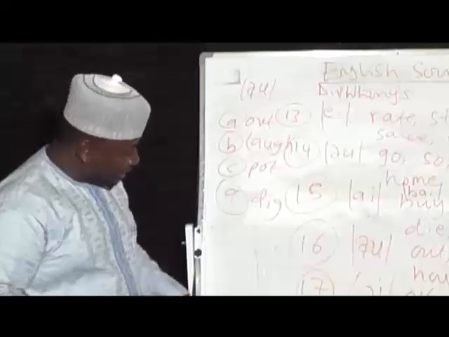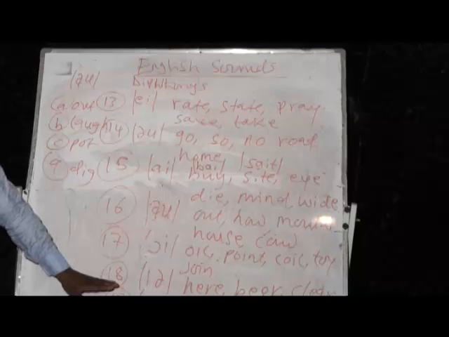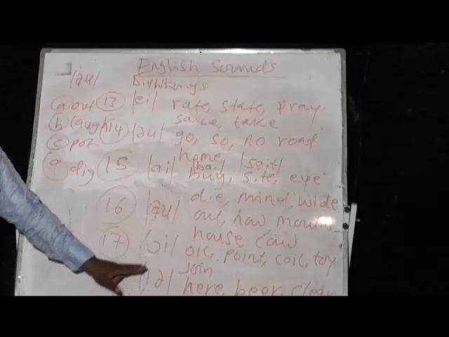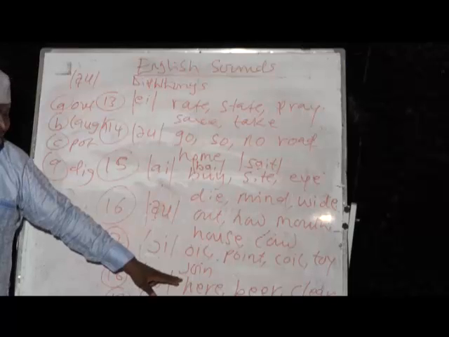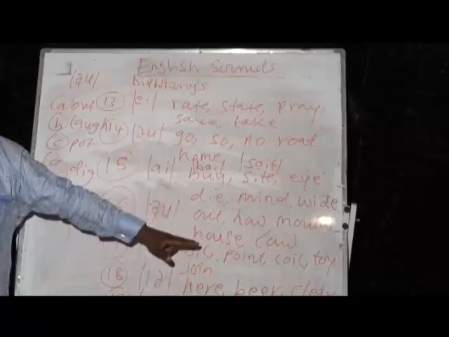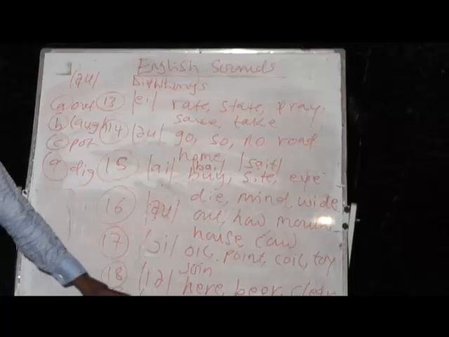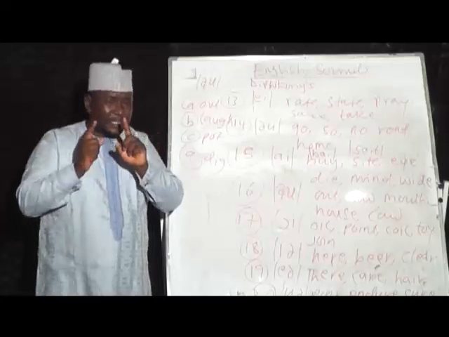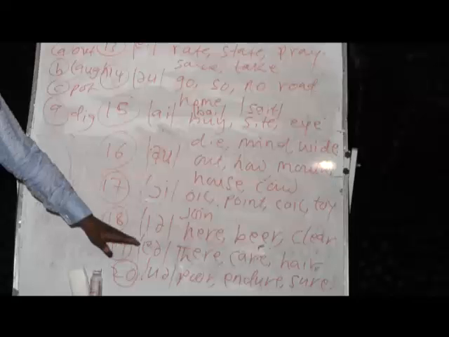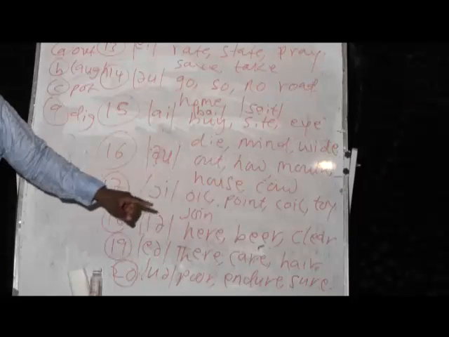Be careful with that. So we go to vowel number 18. E and A. Ear, here, beer, clear. E and A. And diphthong number 19 is A and A. They are similar, but not the same. A and A. So you have there, care, hair.